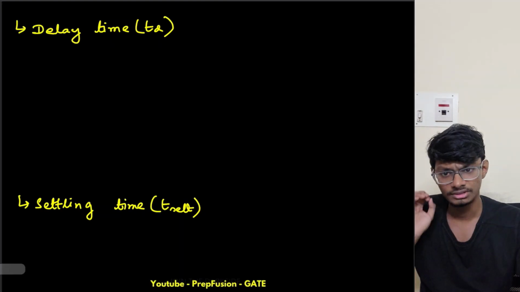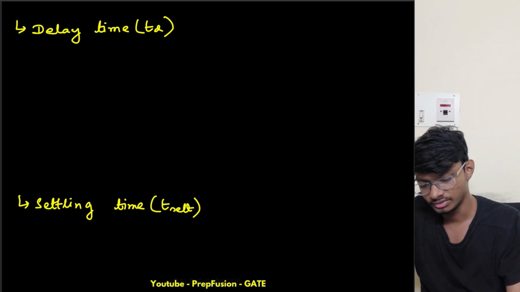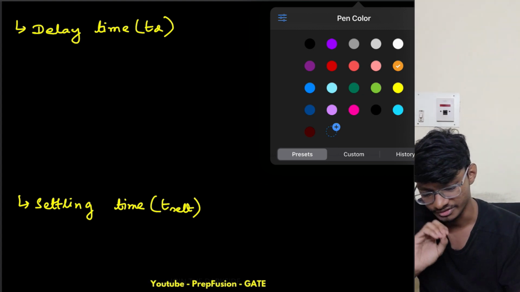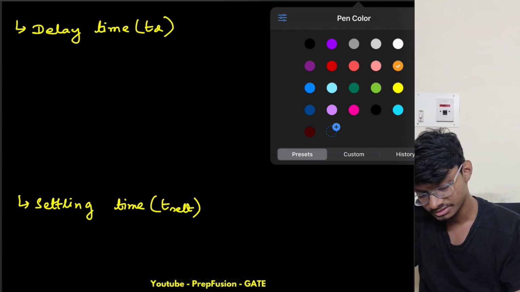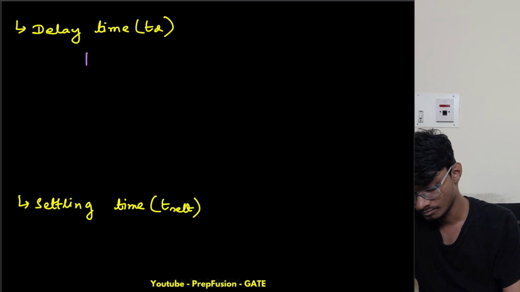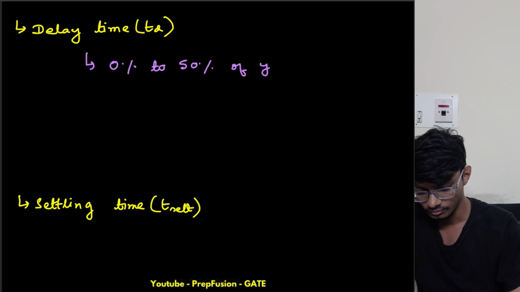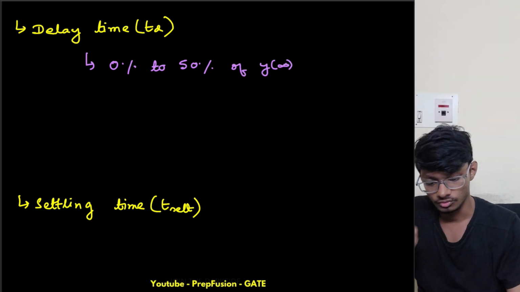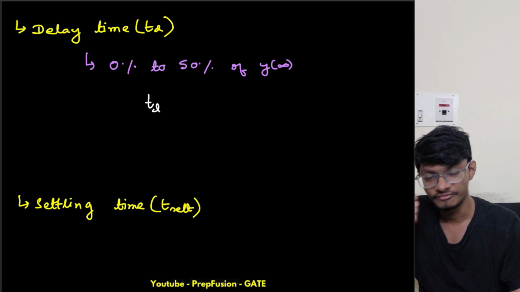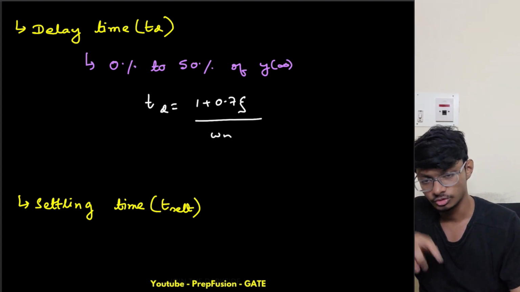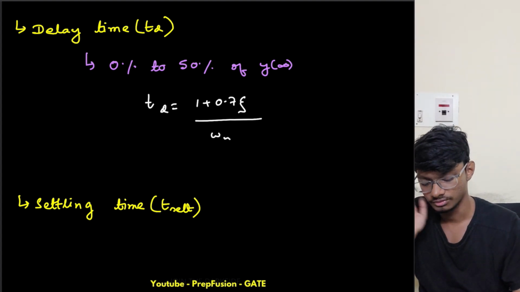Now we had another time, that was the delay time. Again, these are not that important. I mean, these are important, but you just have to mug this one up. So what was this? This was basically 0% to 50% of y of infinity. The formula is a first order approximation, which equals 1 plus 0.7 zeta by omega n. So you compare with the rise time, and from there you will understand.